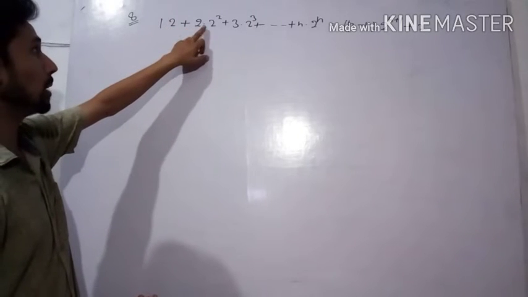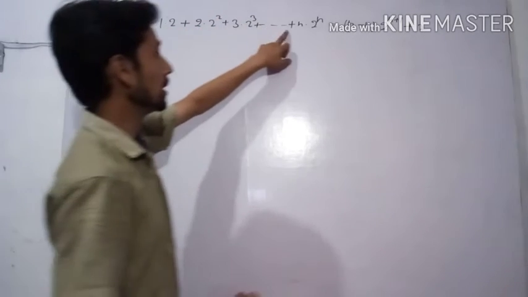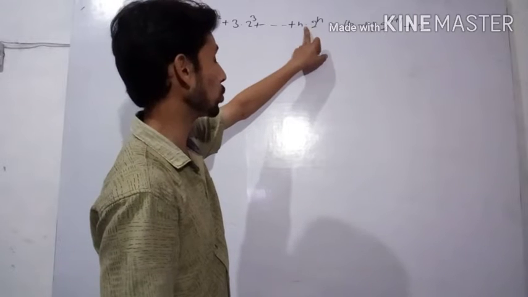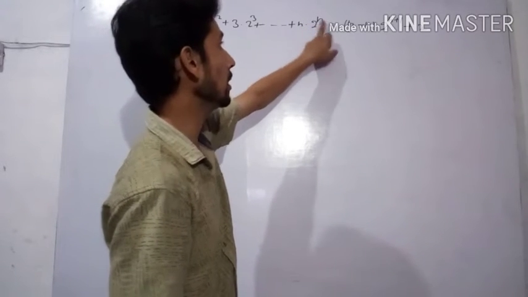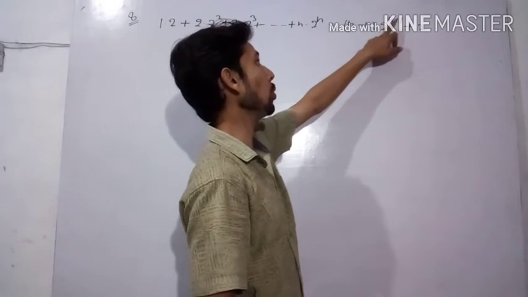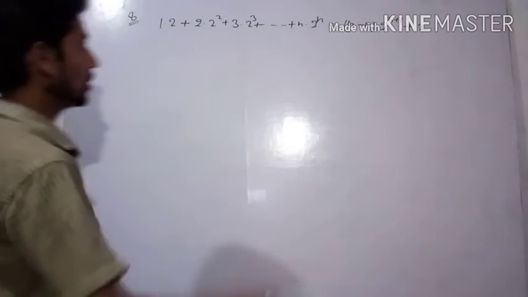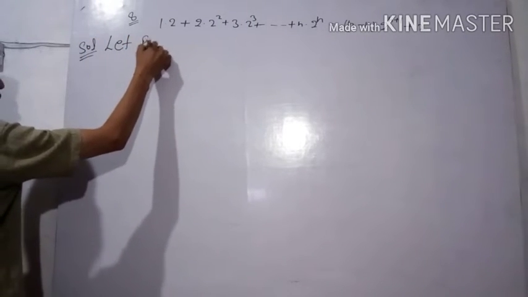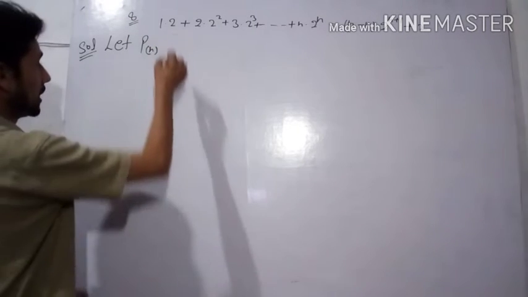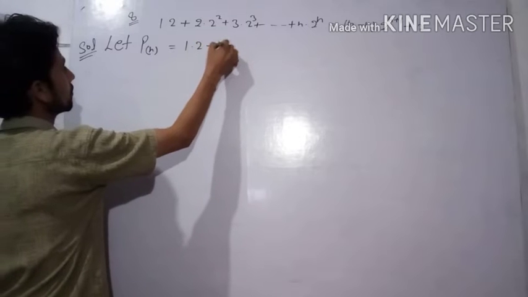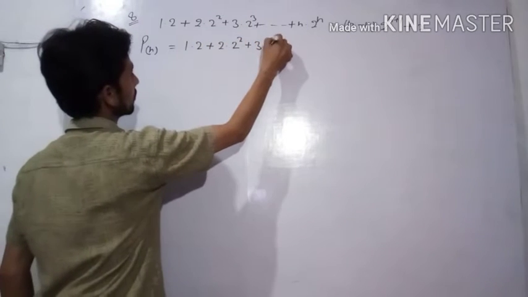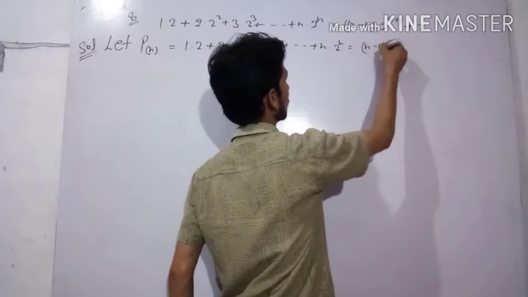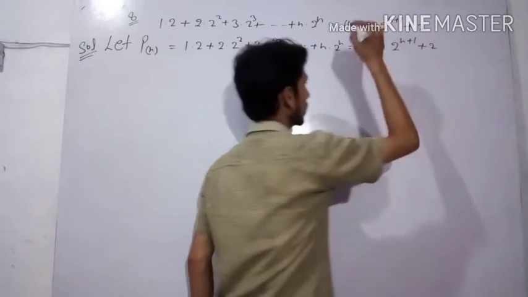2 plus 2 multiply 2 square, 3 multiply 2 cube, plus dot dot dot, plus n multiply 2 exponent n is equal to (n minus 1) times 2 exponent (n plus 1) plus 2. So the solution is this. Let P(n) be the statement for n terms, by the principle of mathematical induction.